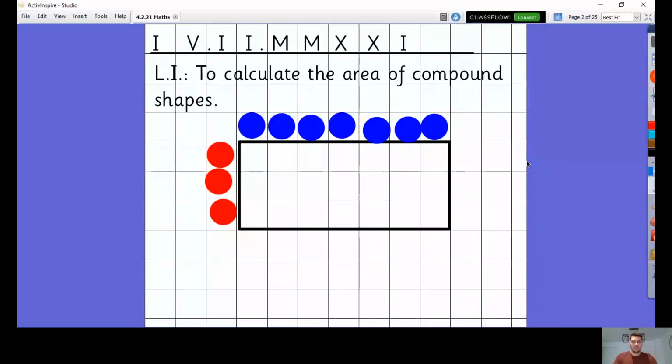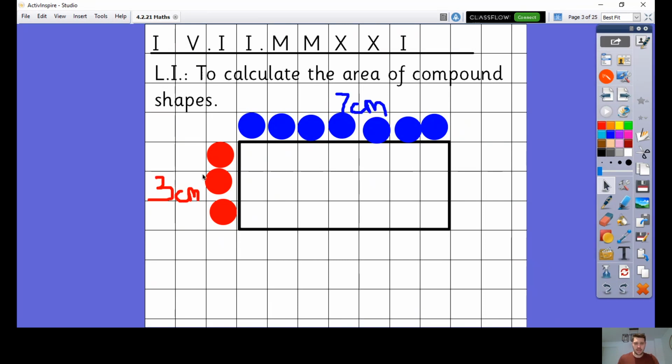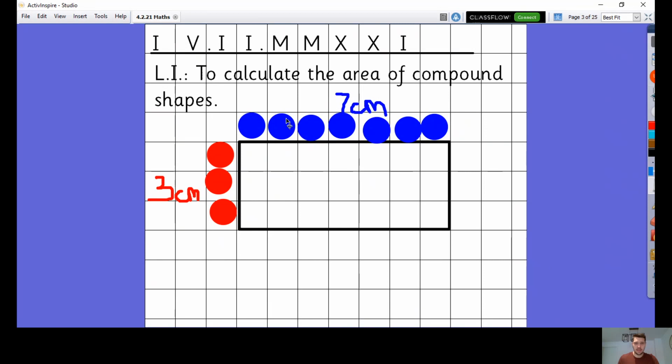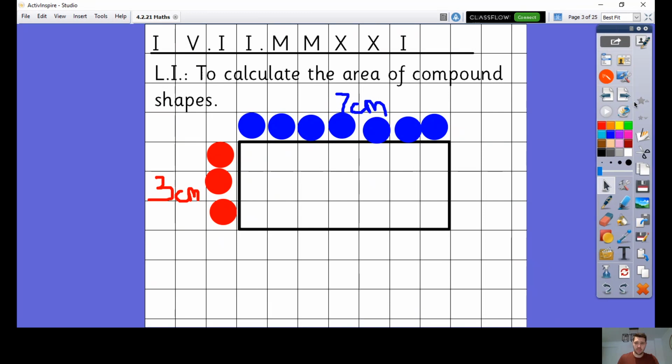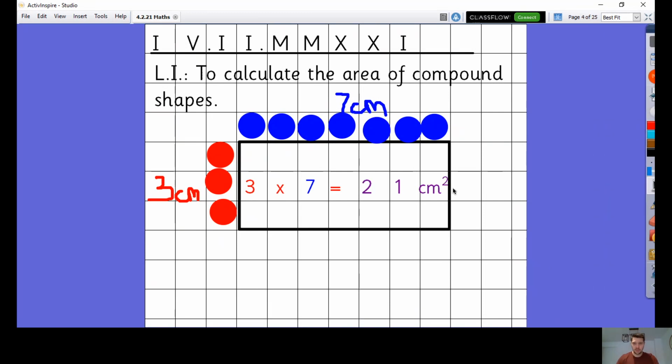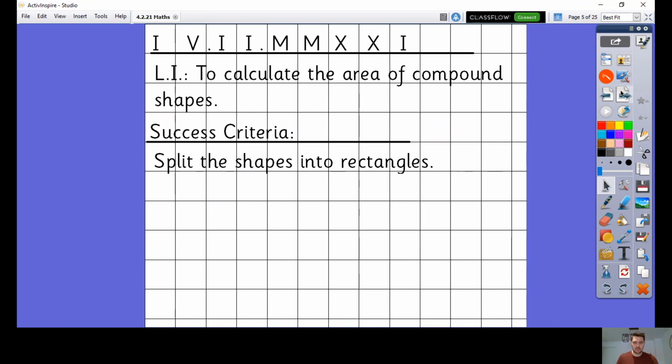So, to begin with, can you work out the perimeter and the area of this shape? Okay, so for the area, I have 3 and 7. I have a length of 3 and a width of 7. So 7 times 3 is 21 centimeters squared. For the perimeter, I know that if this is 3, this is also 3, and this is 7, because this is 7. So 7, 14, 17, 20 centimeters for the perimeter.